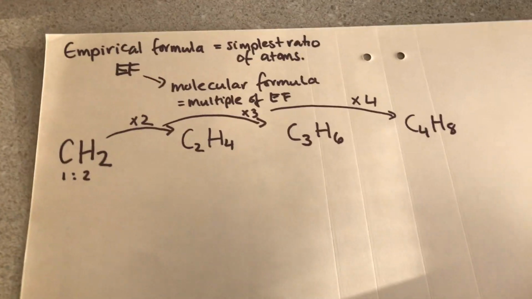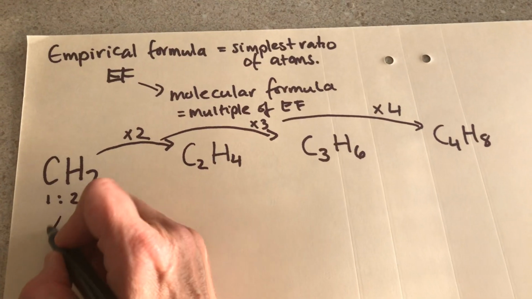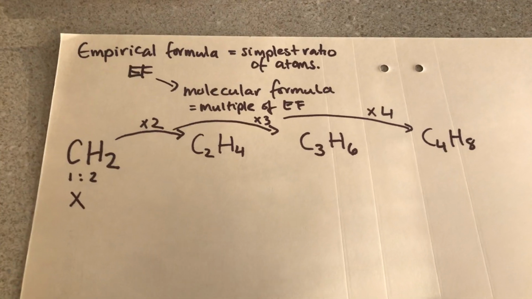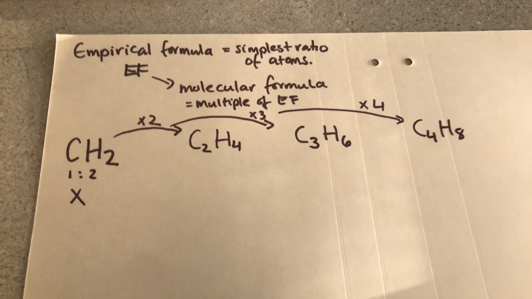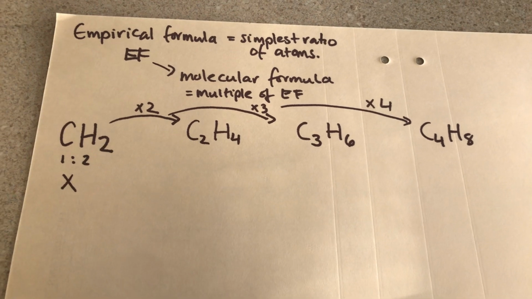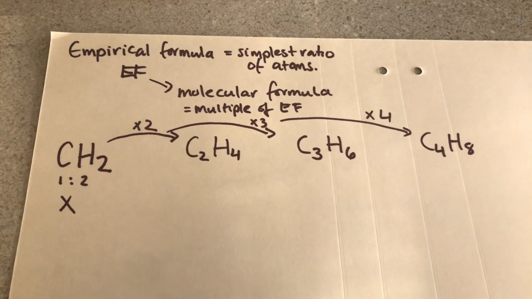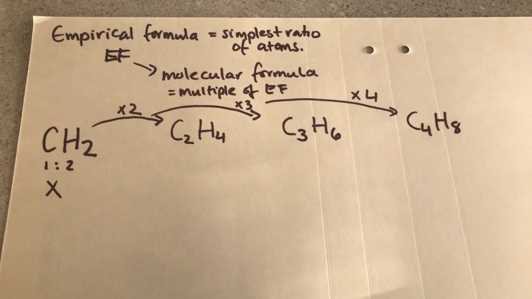So these are some of our smallest possibilities for our actual formula. This one is not possible. We cannot have a molecule that's CH2. So how do we know which one's right? We actually need to find out the molar mass of the actual compound. So the molar mass will be given to us.